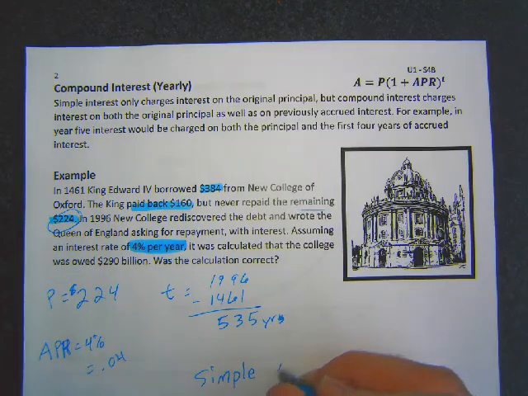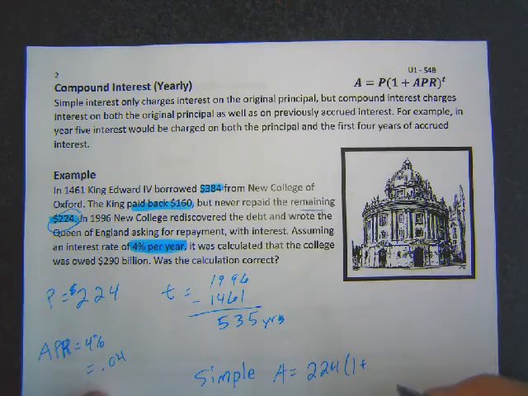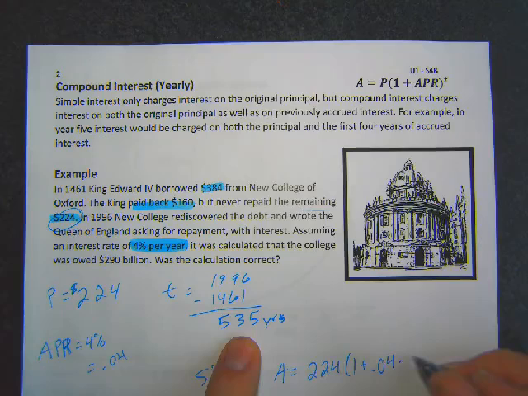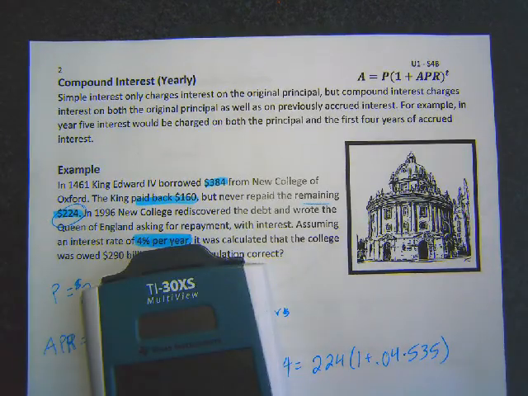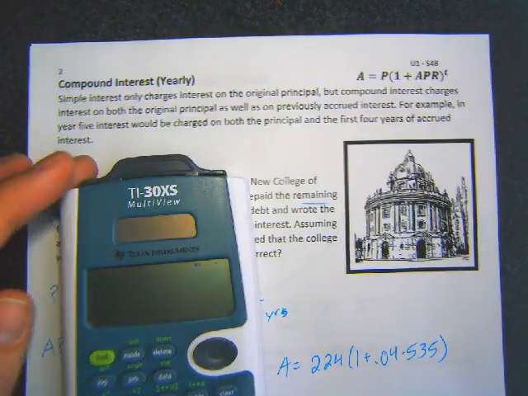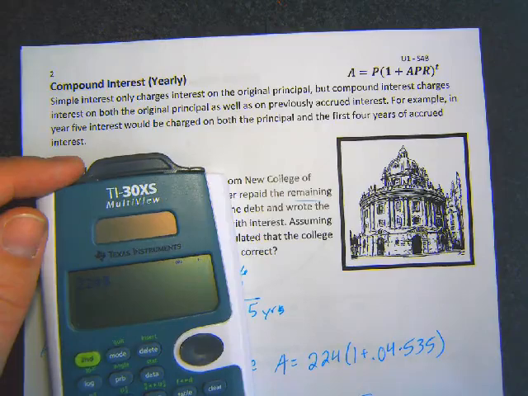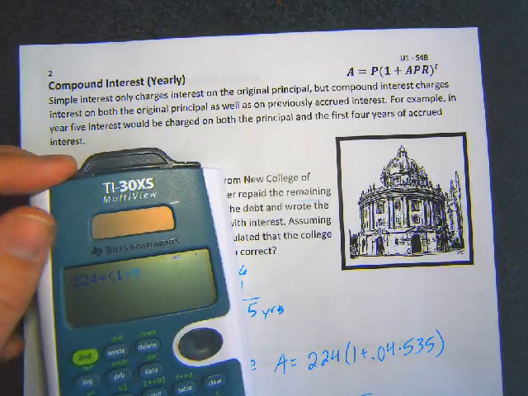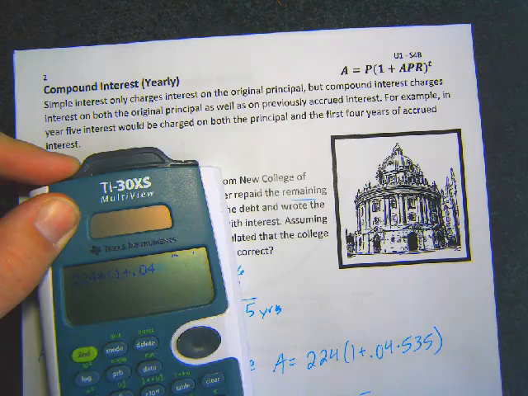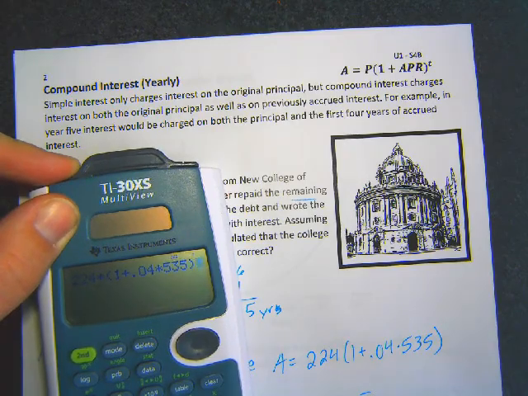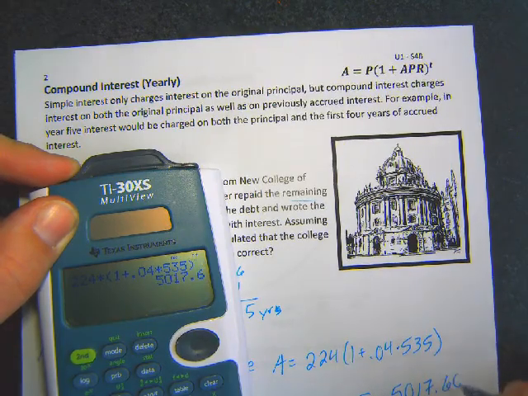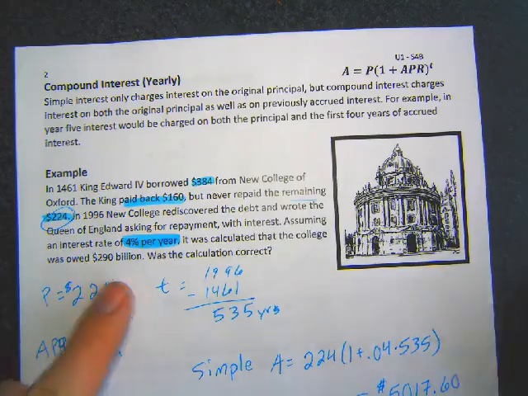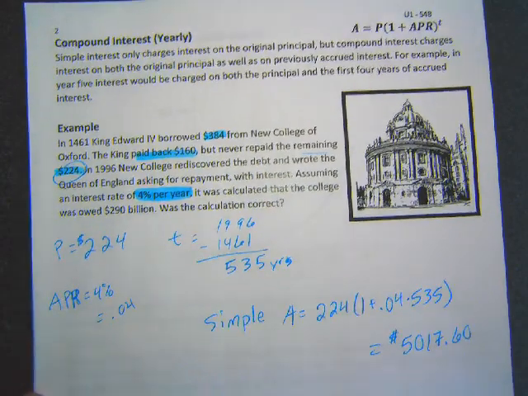So we do that. Final amount is equal to principal, which is 224, times 1 plus the APR, which is 0.04, times this 535, and it would give us the simple interest on this. So how much we would earn after 535 years. So we do that, 224 times parentheses 1 plus 0.04 times 535, and it actually ends up being about $5,000. Nowhere near that 290 billion.